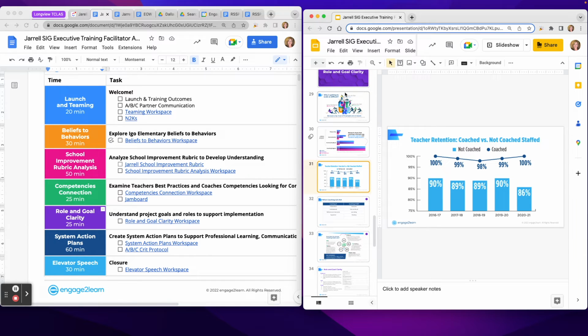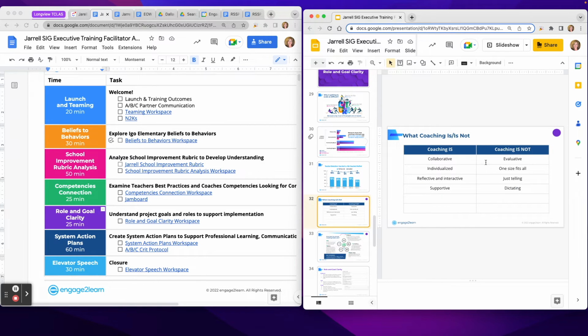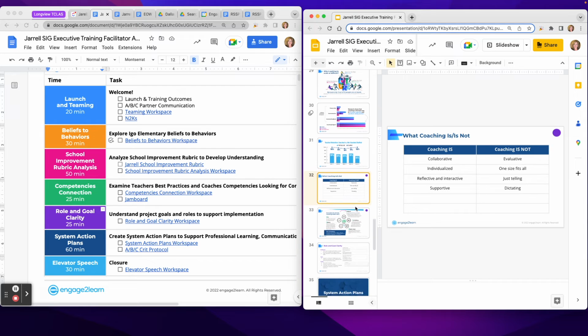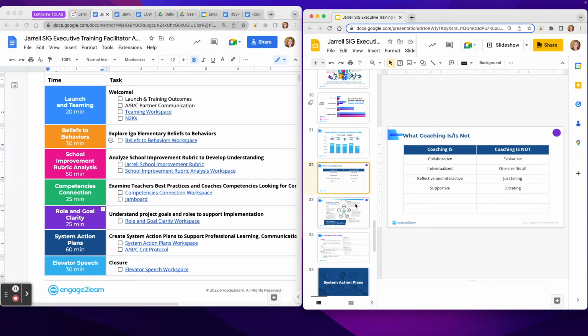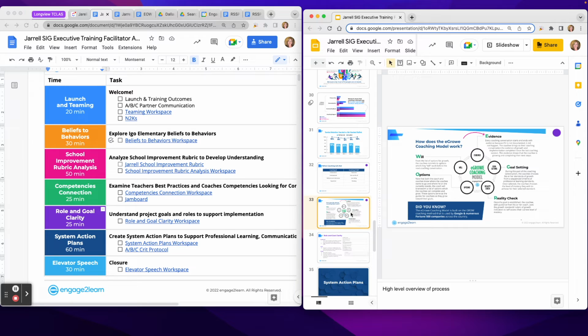So once again, this is a high level overview of you're getting into coaching. This is what this is about. Coaching through the eGrow model is collaborative. It's not like so many other models, more evaluative or more administrator directed. It's very collaborative and reflective on the part of the teacher. You give them a quick overview of eGrow, this cyclical process that is an evidence-based collaborative process.